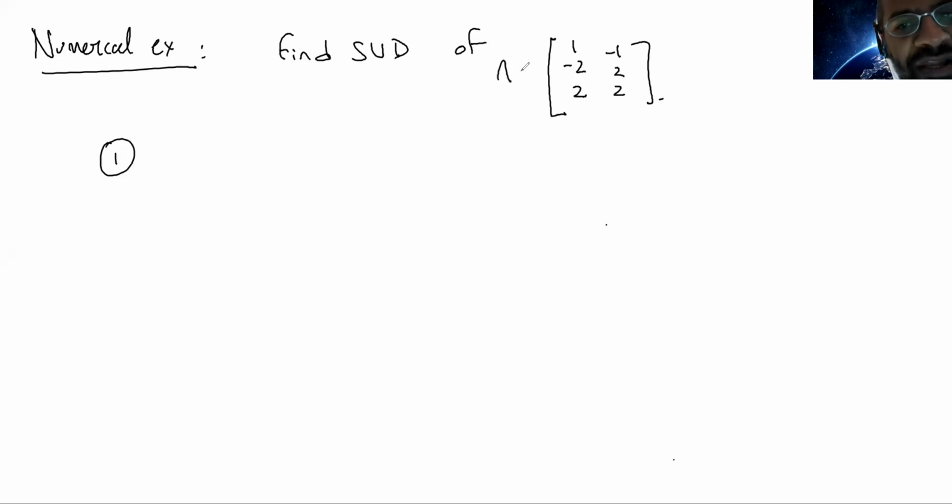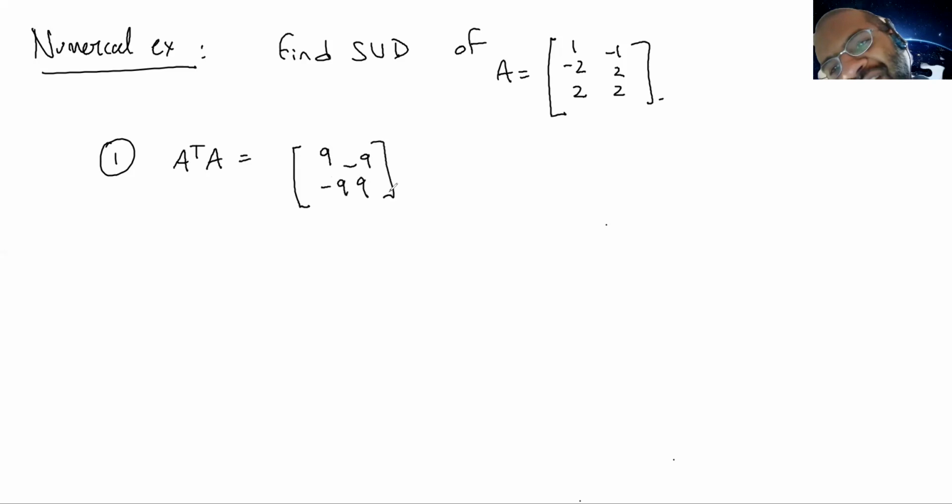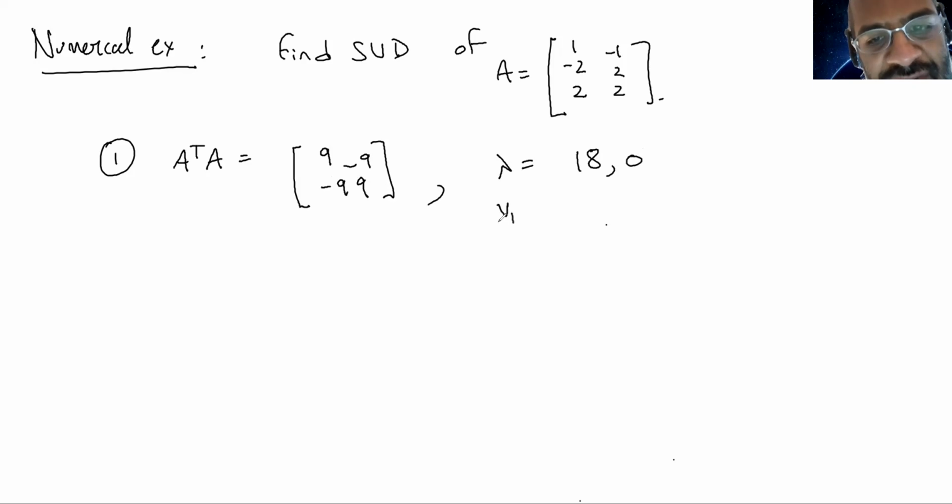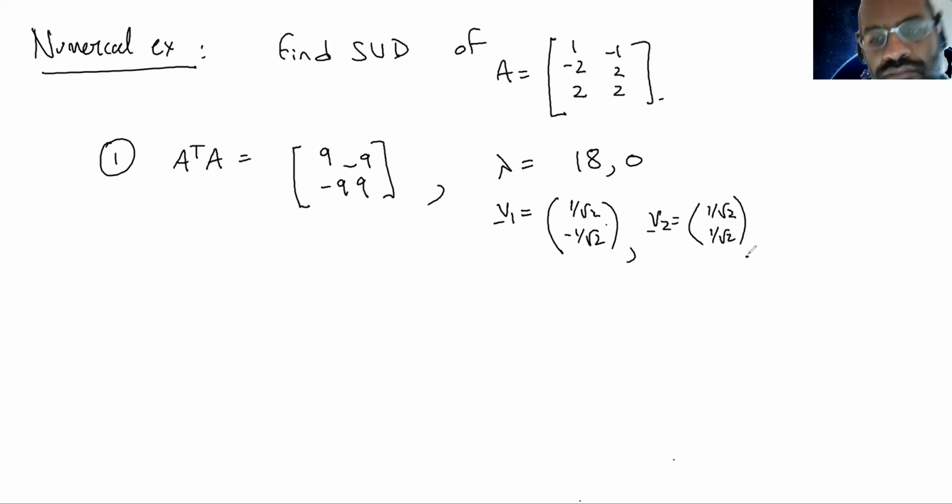First step is form A transpose A. So A transpose A in this case is a 2 by 2 matrix, which if you work it out is this. And as you can see, this is just a scalar multiple of the matrix in the first example. So it has eigenvalues 18 and 0. So this is 9 times that matrix. And those are the eigenvalues and eigenvectors of this matrix.